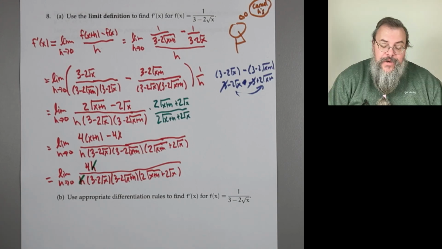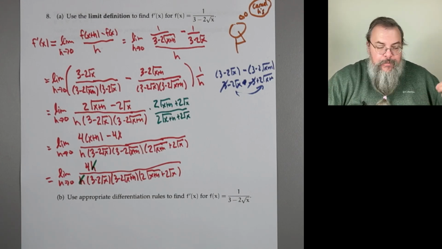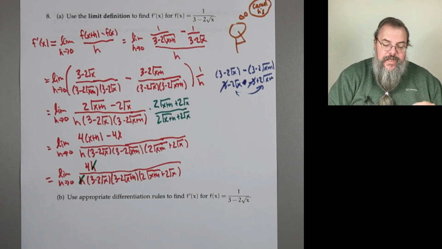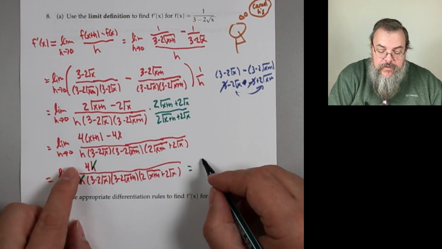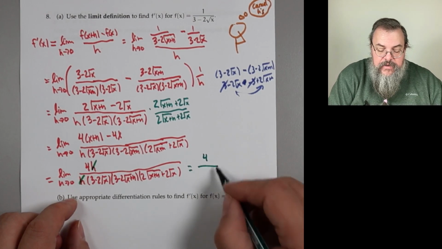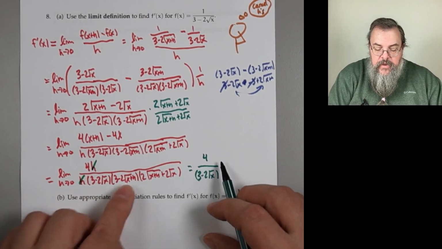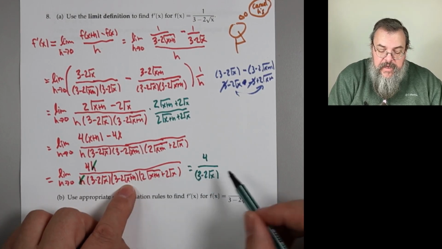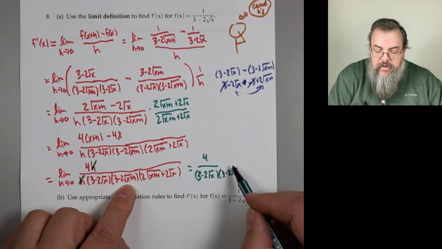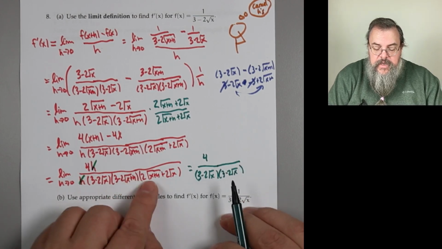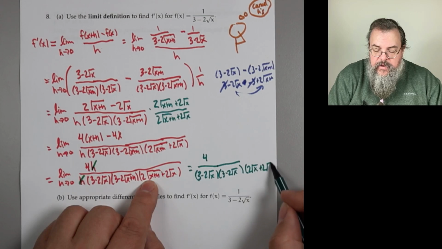So we plug in. We're now ready to stop writing the word limit. We can say, plug in h equals 0. Upstairs we get 4. Downstairs we get 3 minus 2 root x. Here, this x plus h becomes x, so this becomes 3 minus 2 root x. And here we get 2 times the square root of x plus 2 times the square root of x.